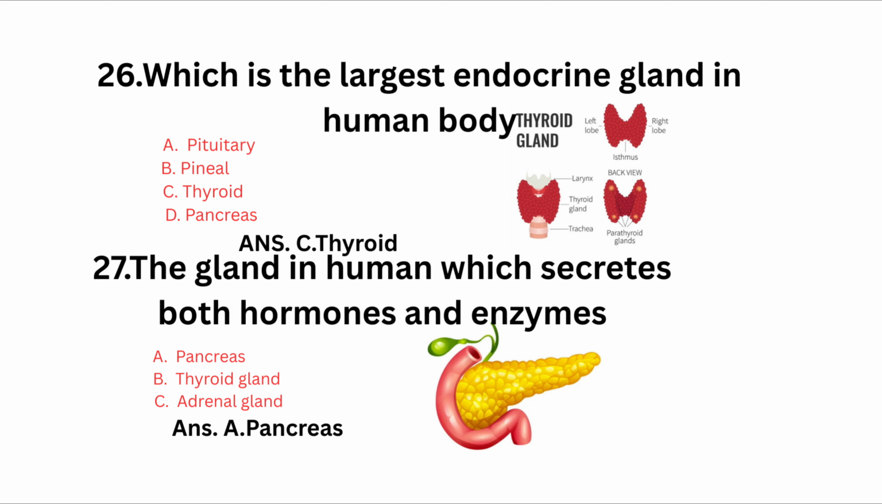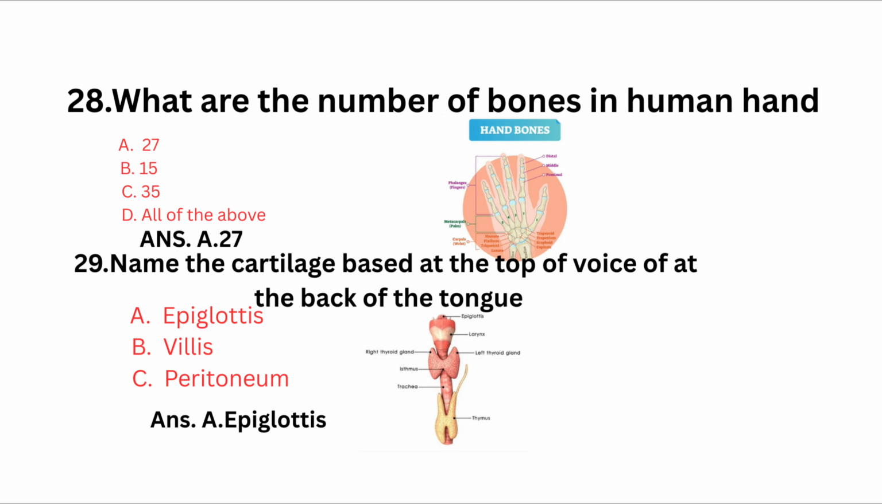27. The gland in humans which secretes both hormones and enzymes. A. Pancreas. B. Thyroid. C. Adrenal. Answer A is pancreas. Pancreas secretes both hormones and enzymes.